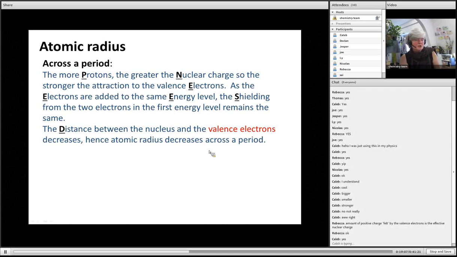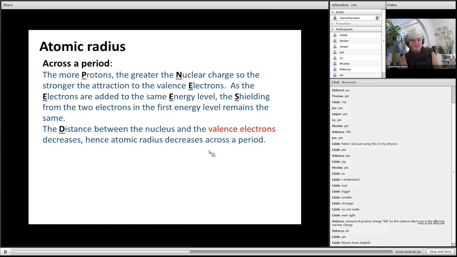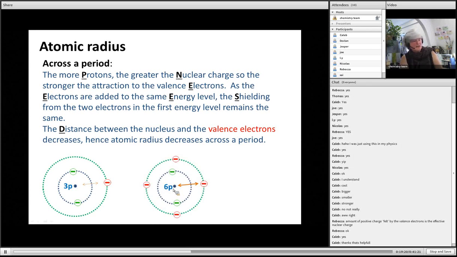So do you understand why I've mentioned all those points? Because that's what you'd need for excellence. Okay. And so basically what I'm saying is, if I've just got 3 protons, 6 protons, I'm going to have a stronger attraction, so it pulls it in a bit. 9 protons, it's got an even stronger attraction, so it pulls it in even more. Okay, and this is going across the period, so there's no extra shielding, no extra energy levels.